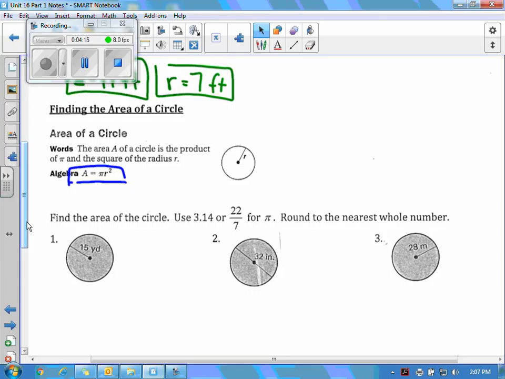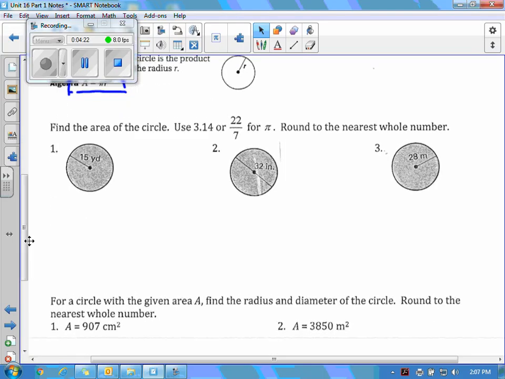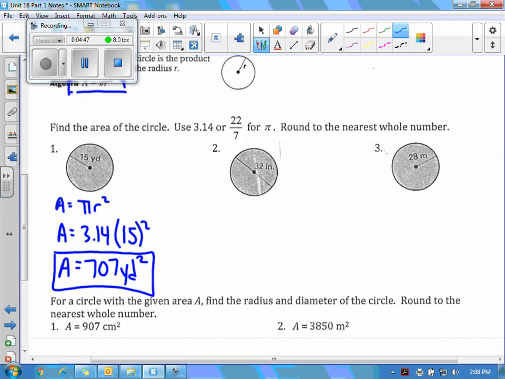It says find the area of the circle, use 3.14 or 22 over 7 for pi, round to the nearest whole number. So first up, our formula is A equals pi r squared. They already give us the radius, so that makes it a little bit easier. So we do 3.14 times 15 squared. Order of operations, I have to square it first. So I would do 15 times 15, and then multiply that by 3.14. When I round that to the nearest whole number, I get 707 yards squared. Since it's area, my unit is squared.